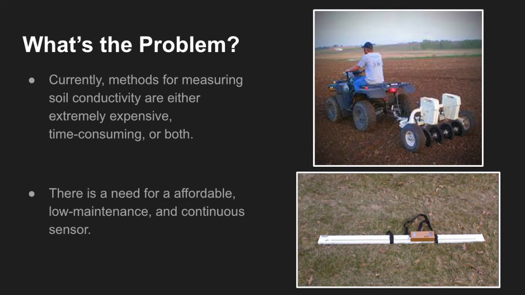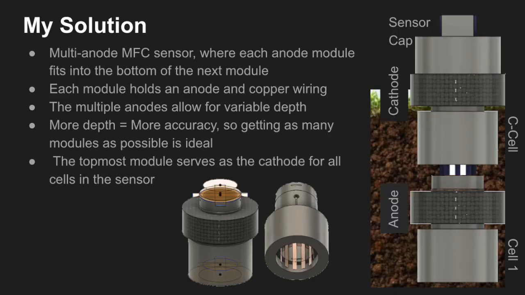low-maintenance, and continuous sensor. I decided to design a multi-anode MFC sensor that gets implanted into the ground and gives voltage readings at various depths. Contrary to typical MFCs, which have a 1-to-1 ratio between anodes and cathodes, I decided that since I was not trying to optimize power output, I would not need multiple cathodes in my design. Instead, I had the topmost electrode serve as the cathode for all the anodes in the sensor.